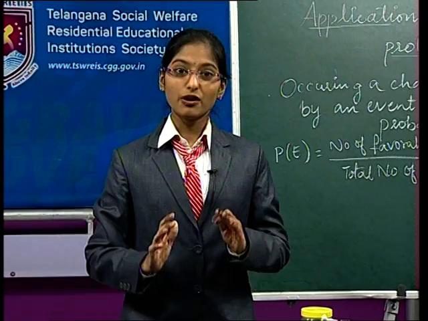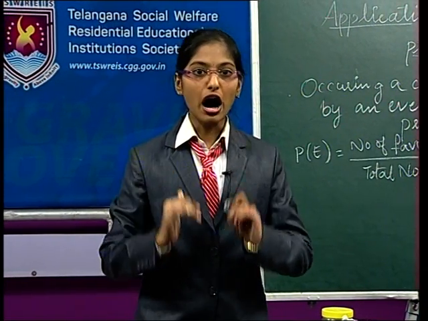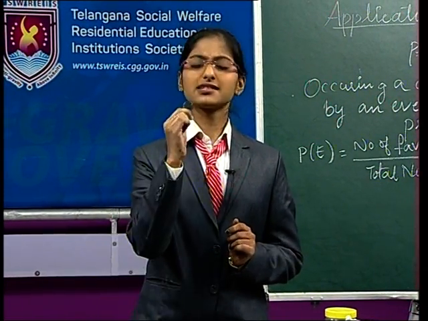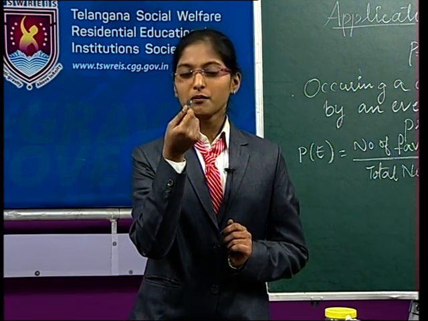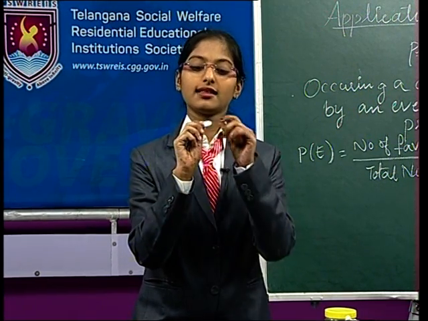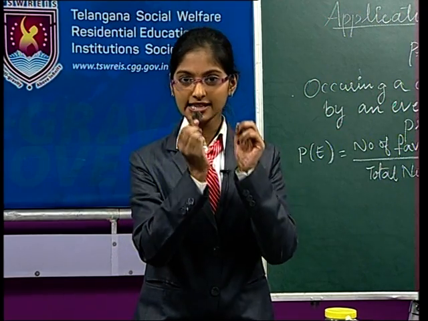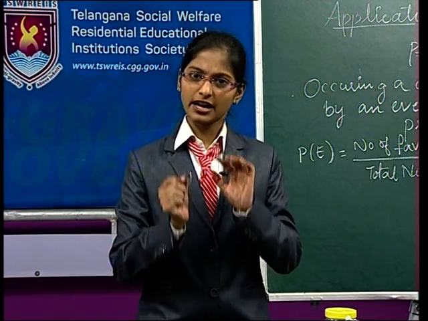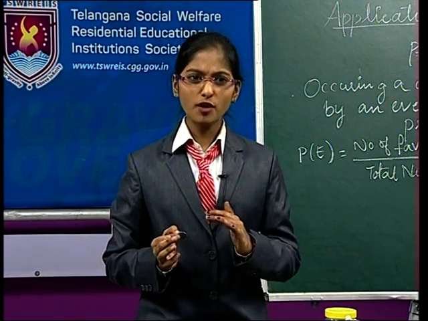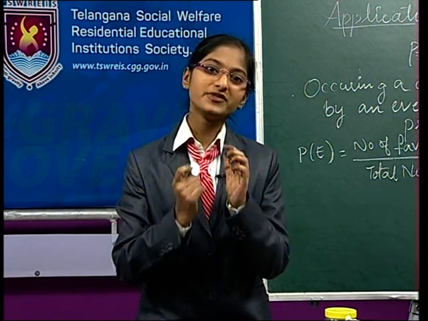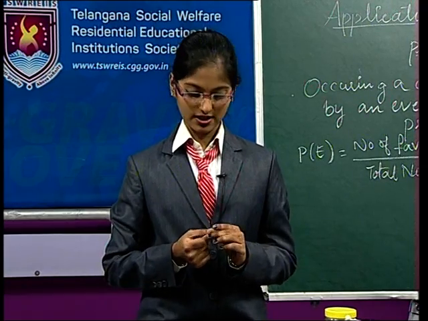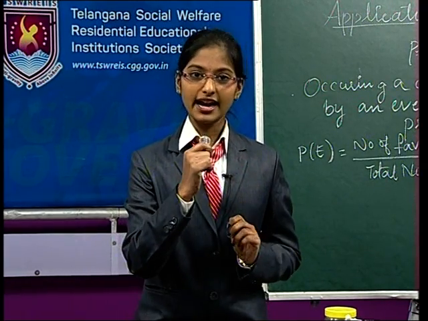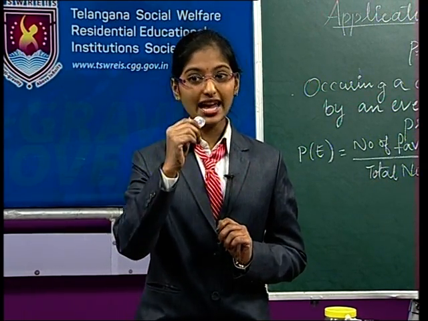Number of favorable outcomes by total number of outcomes. See, for this coin, what is the total number of outcomes? Yeah, this is head and this is tail. So, these two are the total number of outcomes for an object. If we take any object, the sides of the object are the total number of outcomes. And here is a head. Our India has chosen the tail.